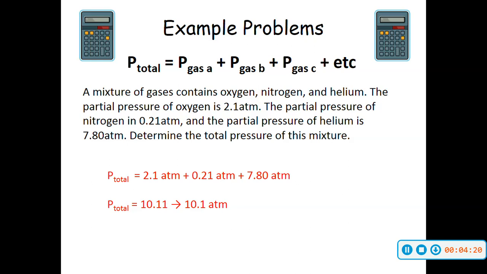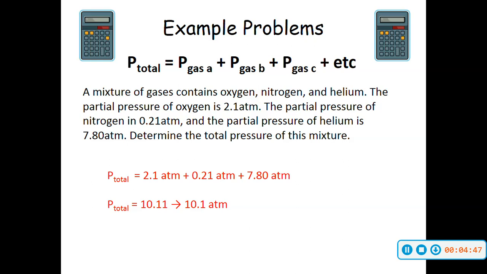Okay, so example number 2. A mixture of gases contains oxygen, nitrogen, and helium. The partial pressure of oxygen is 2.1 atmosphere. The partial pressure of nitrogen is 0.21 atmosphere, and the partial pressure of helium is 7.80 atmosphere. The question is: determine the total pressure of this mixture.